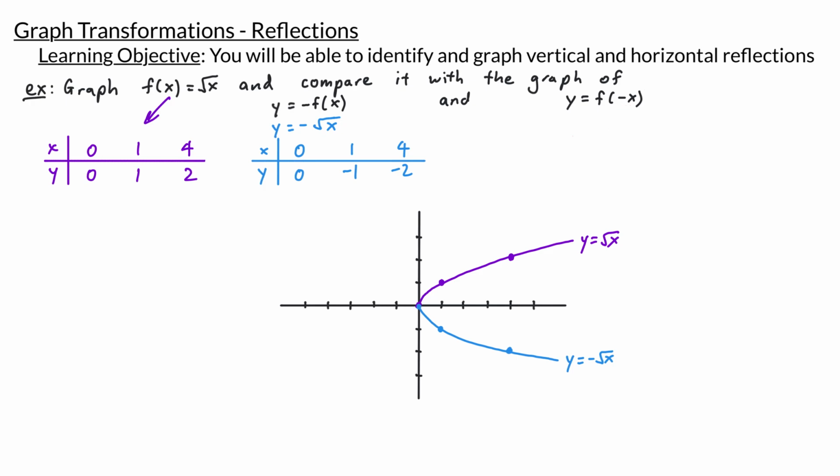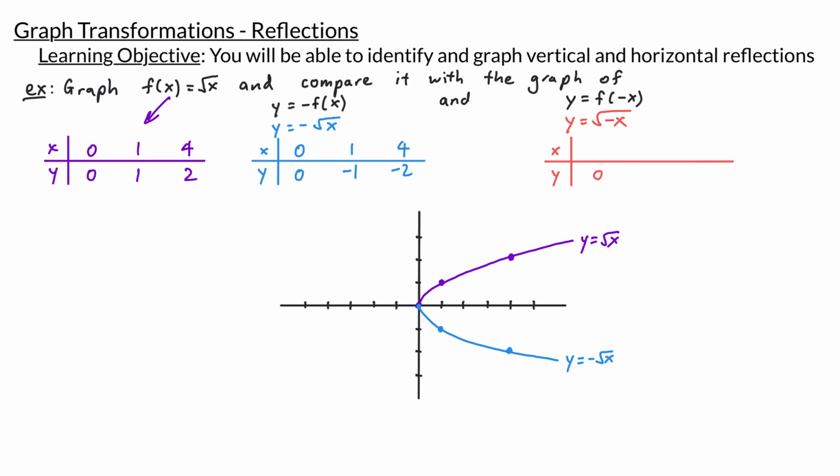To evaluate f of negative x, we take our original function and everywhere we have x, we replace it with the new input negative x. So our equation looks like y equals square root of negative x. This time, there is a -1 being multiplied in our input. So we expect that this transformation will affect our x values in some way. So let's make a table of values for this equation. Because we want to compare our function with the original purple function, and because we expect our x values to be affected, we're going to make our table with the same y values as the original function.